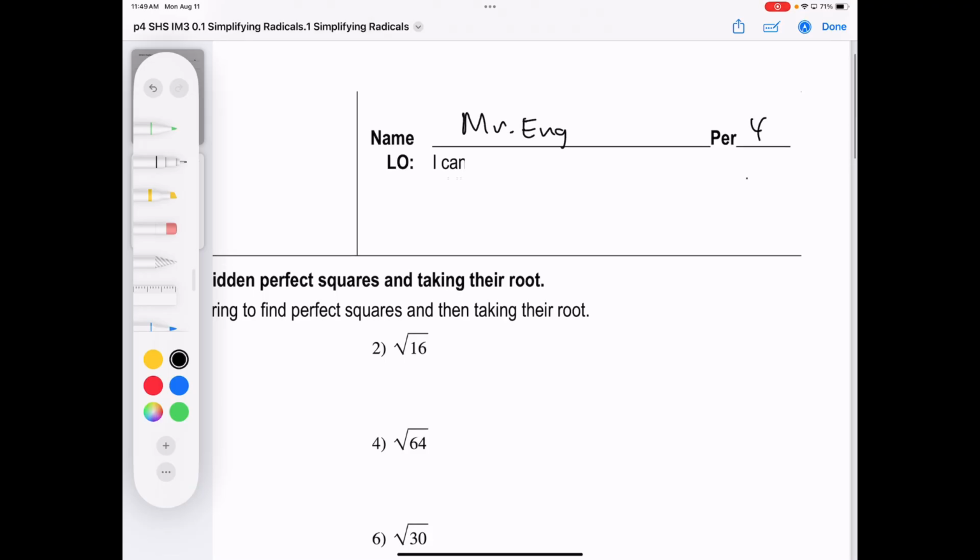Period 4. LO is our learning objective. I can simplify radical expressions.